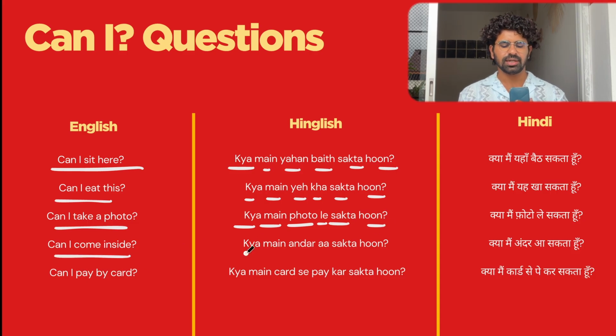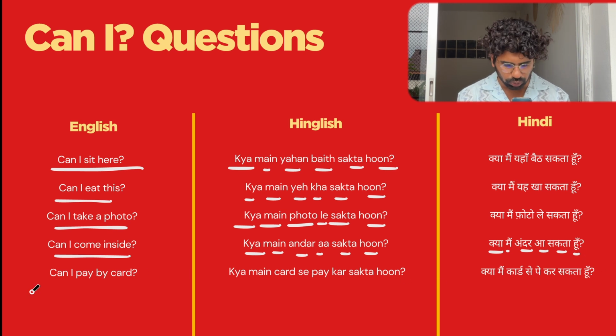Can I come inside? क्या मैं अंदर आ सकता हूँ? क्या is can, मैं is I, अंदर is inside, आना we leave the na, we have आ, to come, सकता can, हूँ. Can I come inside, क्या मैं अंदर आ सकता हूँ, right?